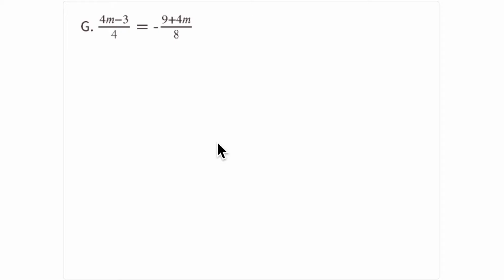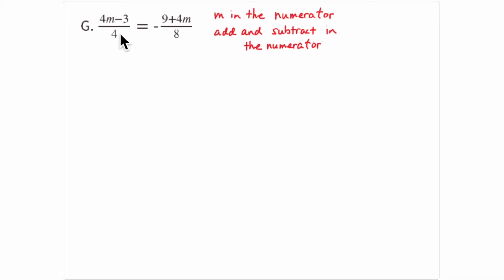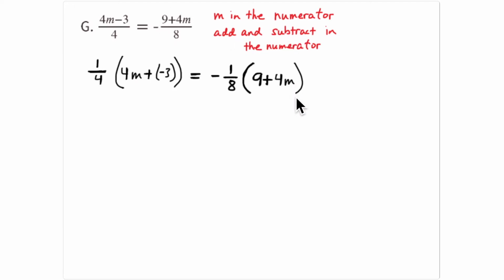Okay, this is problem G. This is the one that has two different denominators, but in the numerator it has a variable on both sides of the equation, and in one case you're subtracting a value from the variable, and in the other case you're adding a value to the variable. And also there's a negative sign here. This is a negative, this fraction right here. And I didn't list that over here. All right, so let's get rid of that fraction first.